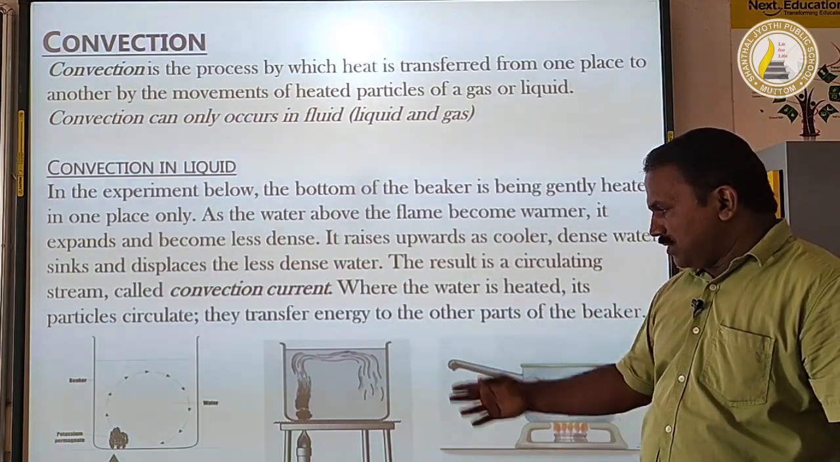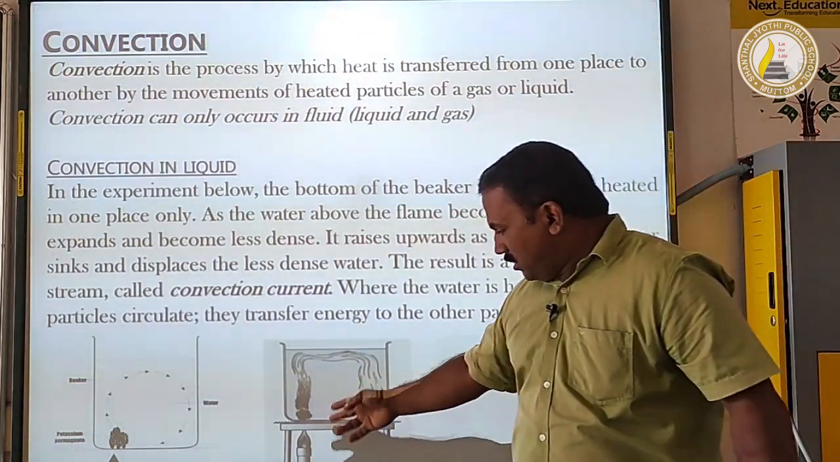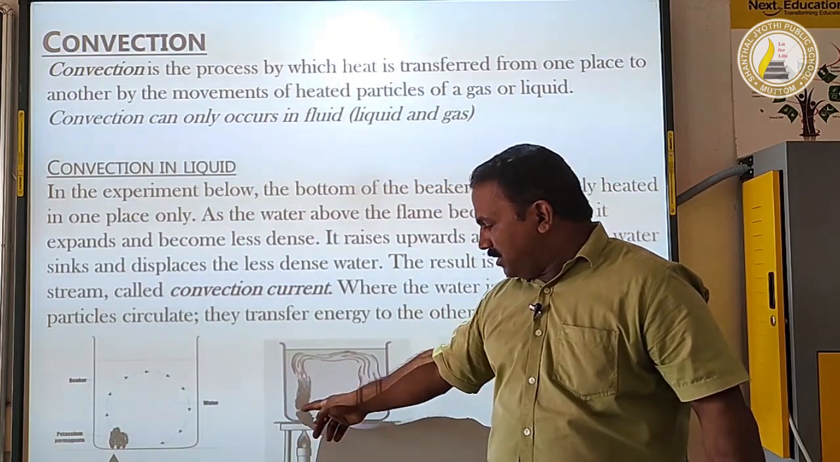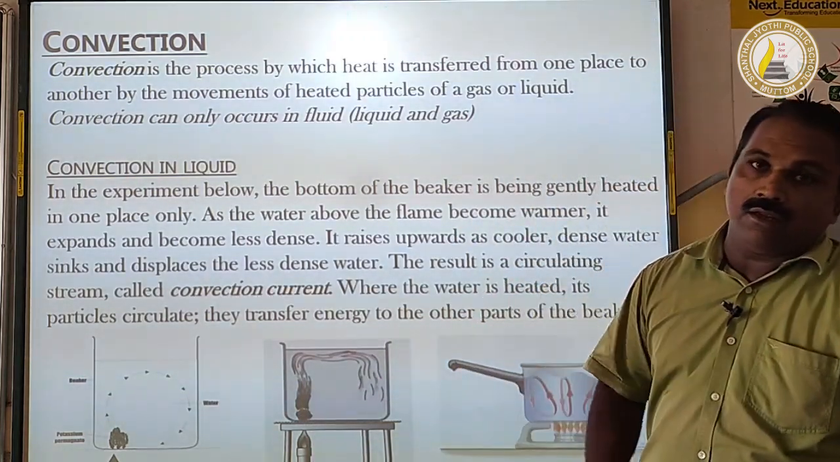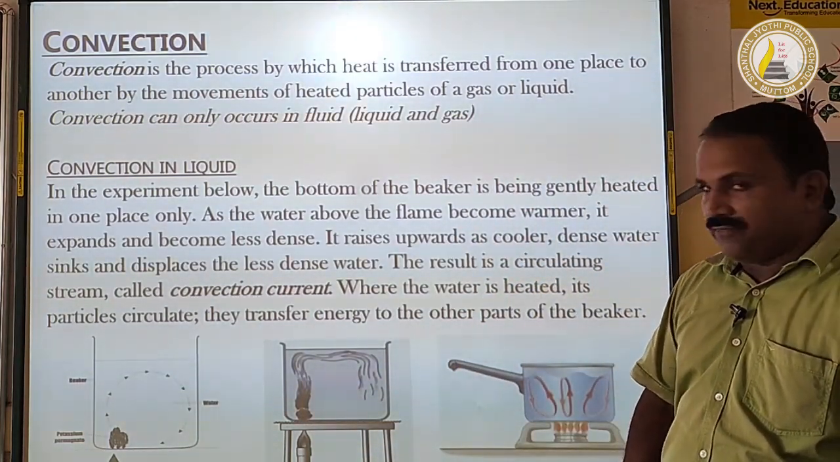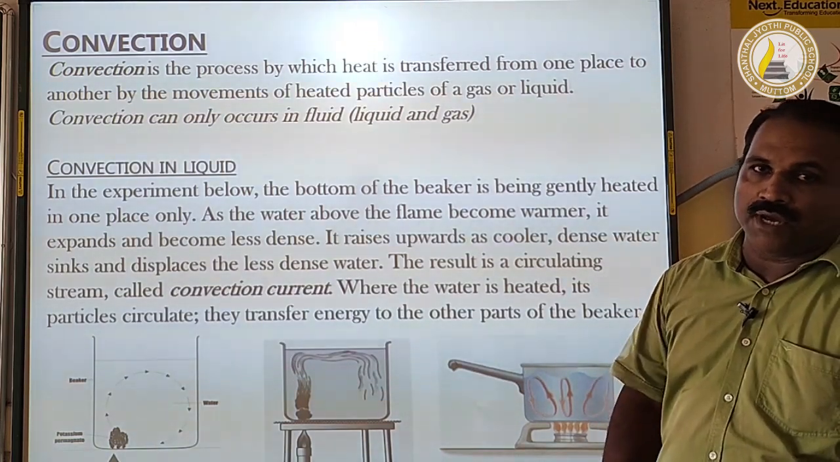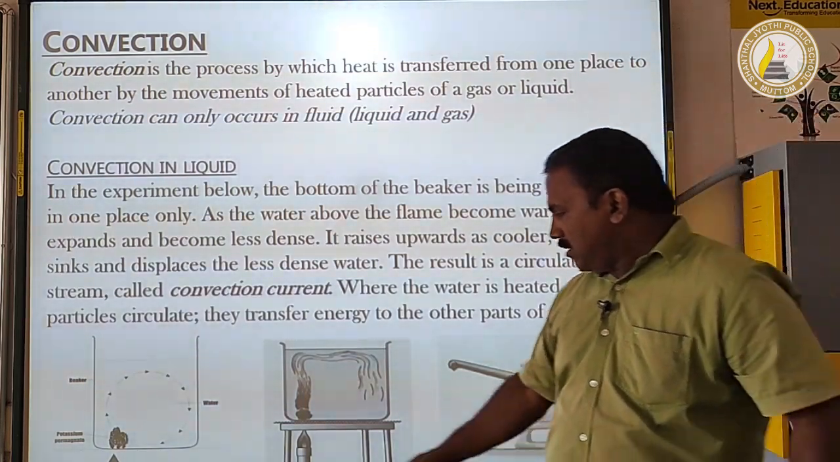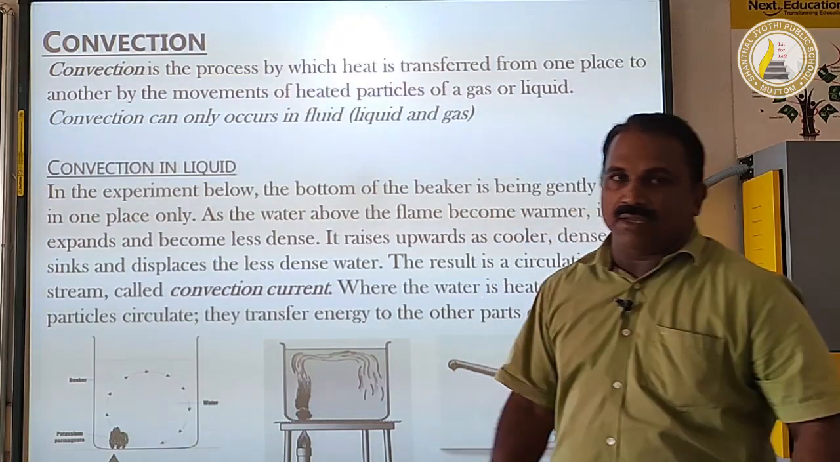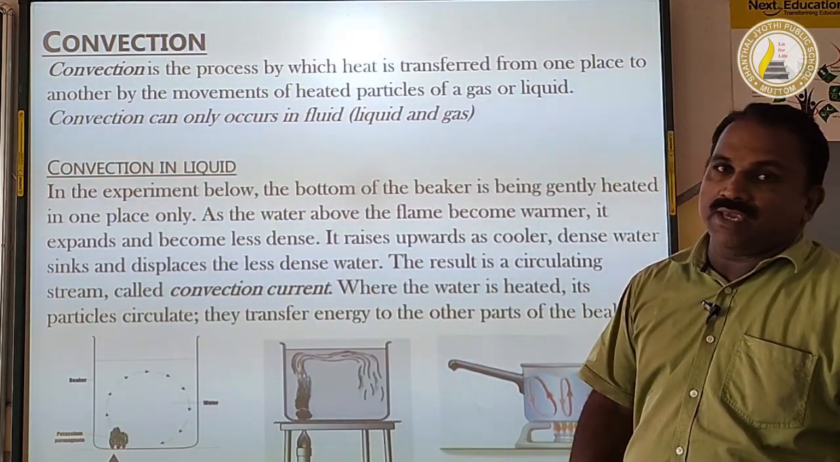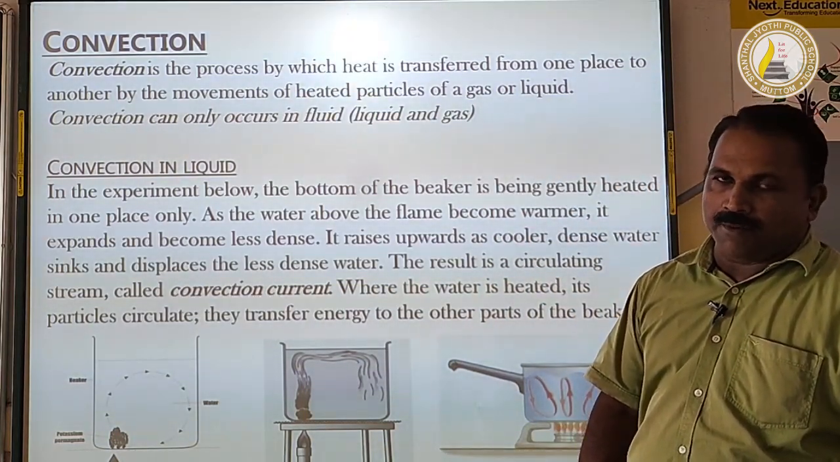So, here you can see, when we heat this liquid, we have to add one drop or one piece of potassium permanganate crystal. Potassium permanganate crystal is a colored one. So, we can see the movement of water particles.